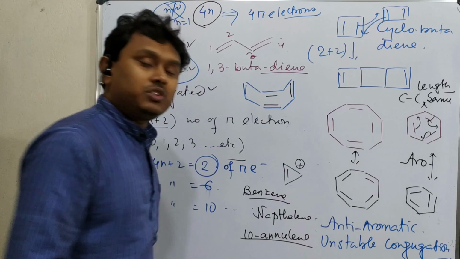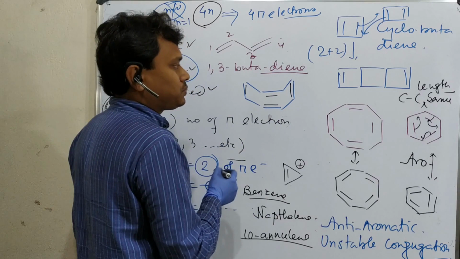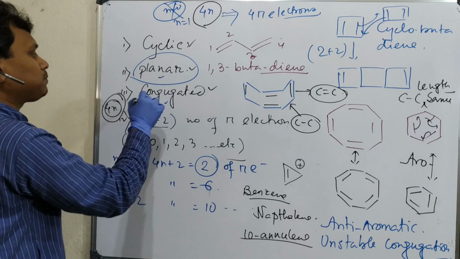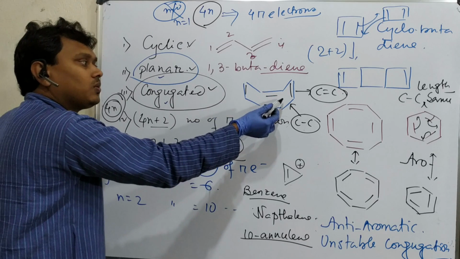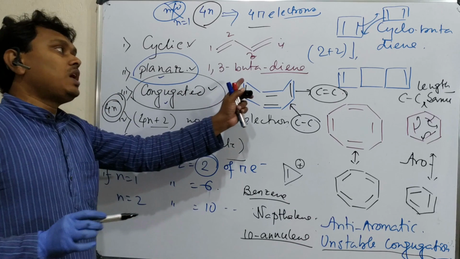But in the case of this cyclooctatetraene, if this conjugation is possible, meaning if it is delocalized, then it is expected that all should be the same like benzene. But it is not. There are two types of CC bond: one C double bond C, one C single bond C. What does it mean? That these double bonds are localized, not delocalized. So cyclic, planar, conjugated, this is not conjugated. Conjugated means delocalized, so this is not delocalized. So this example proves that anti-aromaticity is an unstable conjugation, and the molecule prefers to avoid this instability. Please keep this in mind.